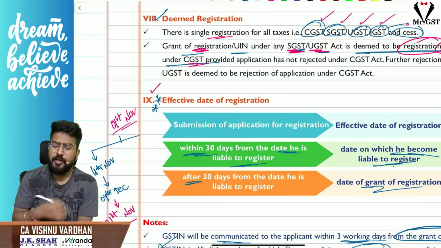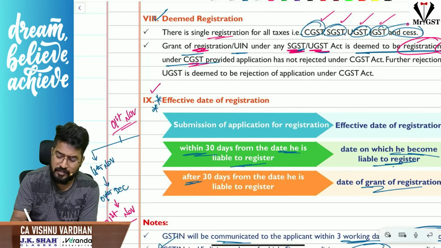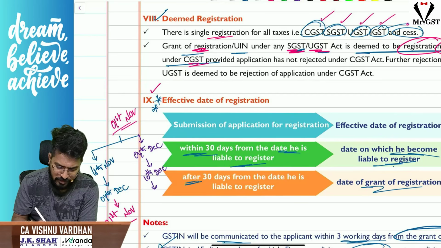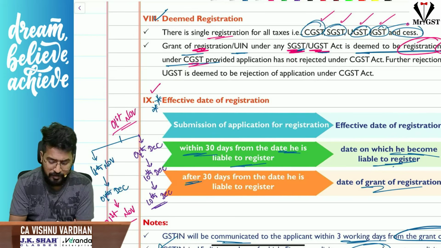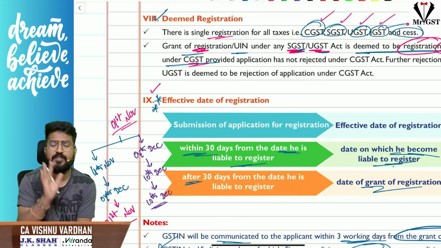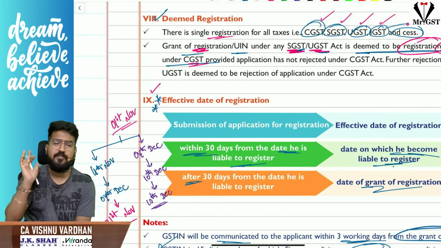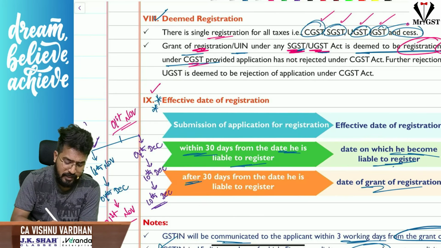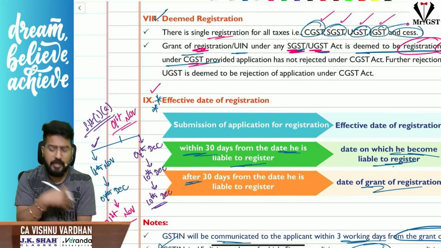Am I clear? No sir, I became liable for registration on 1st November, but I am applying for registration on 4th December, sir. I got the registration certificate on 10th December. What is the effective date of registration? 10th December will be the effective date of registration. Okay, hope I am clear. Simple. If you are applying for registration within 30 days, the date of becoming liable itself will be the effective date. And one more advantage, if you apply within 30 days, you can take ITC under section 18 subsection 1 clause A, if you remember. Otherwise you cannot take that.